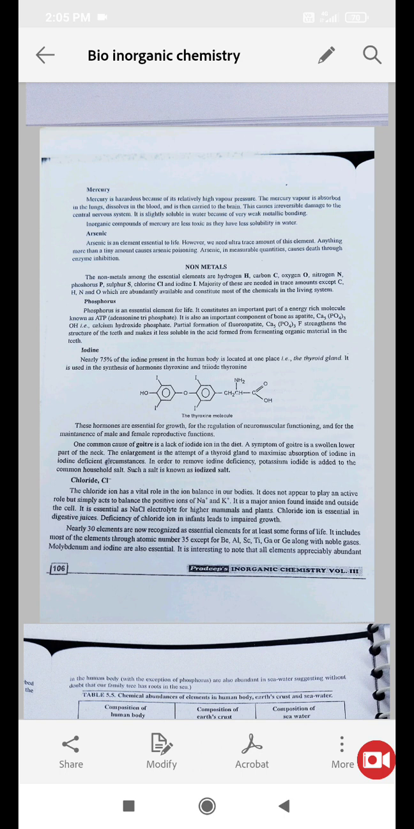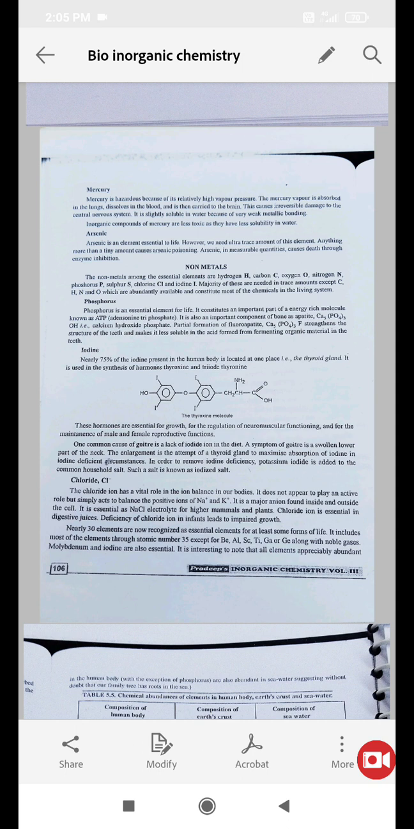Phosphorus is an essential element for life. It constitutes an important part of energy-rich molecules known as ATP. It is also an important component of bone as apatite, Ca5(PO4)3OH, that is calcium hydroxyphosphate. Partial formation of fluoroapatite strengthens the structure of teeth and makes it less soluble in the acid formed from fermenting organic material in the teeth.